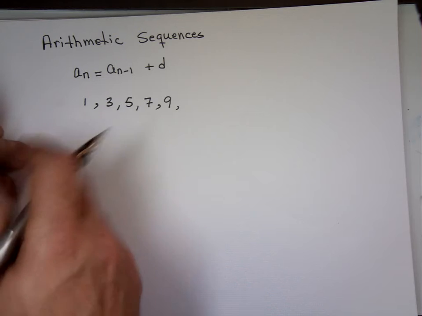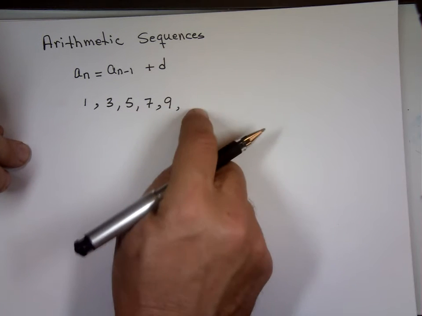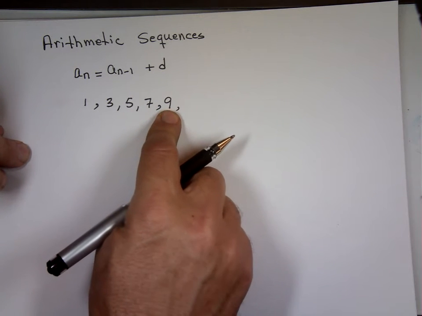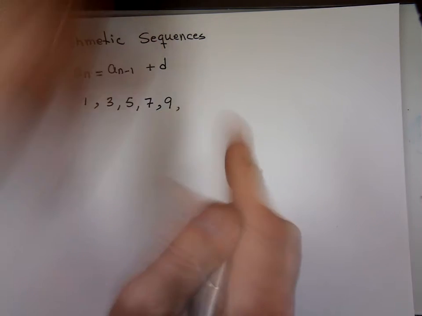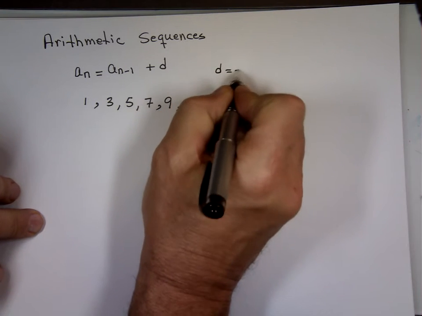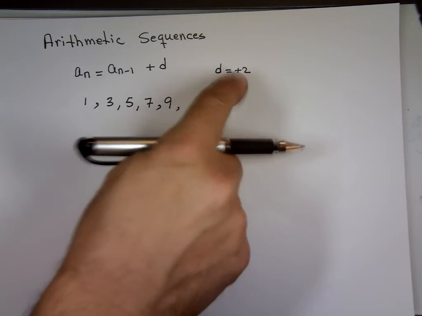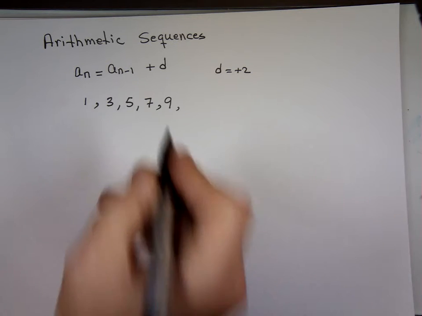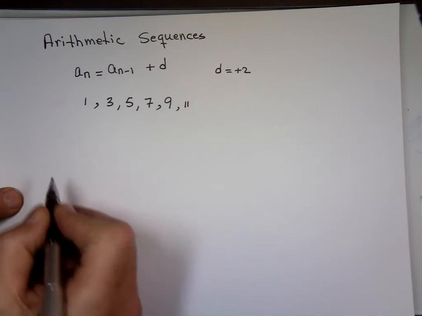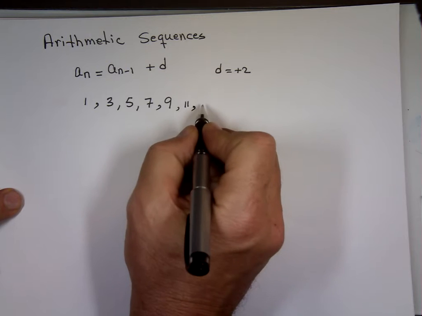So here, if I want to get the next number, let's say the one after this, I take the previous one, which is the 9. I'll add to it the difference. The difference in this example is plus 2. So each number is the one before it plus 2 added to it. So if I say, what's the next number? You go, 11. What's the next number?